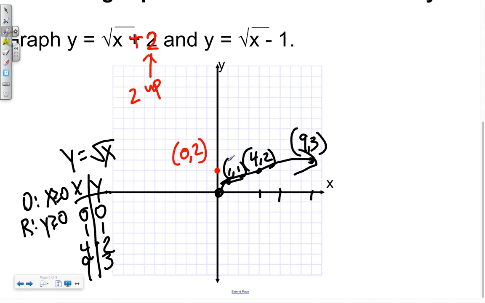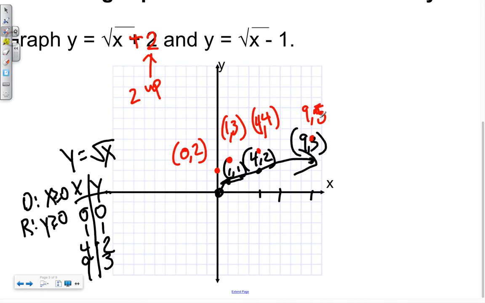1, 1 now becomes 1, 3, because I'm just going 2 units up. So I'm adding 2 to all of my y values. 4, 4, and 9, 5.